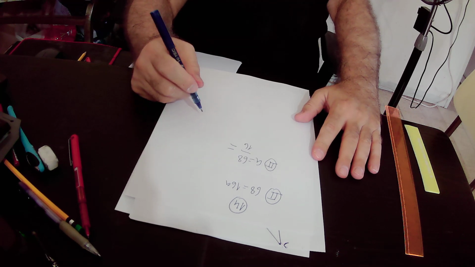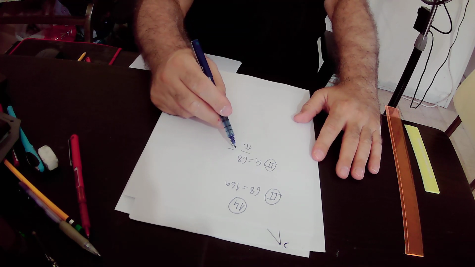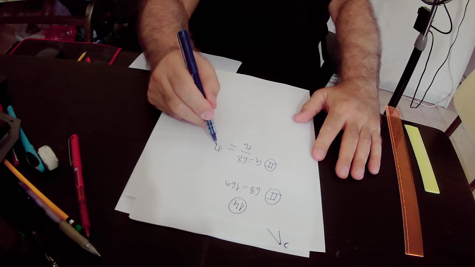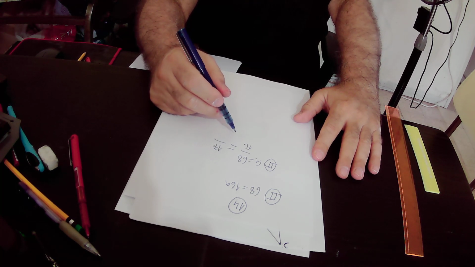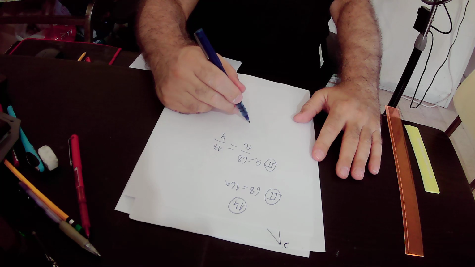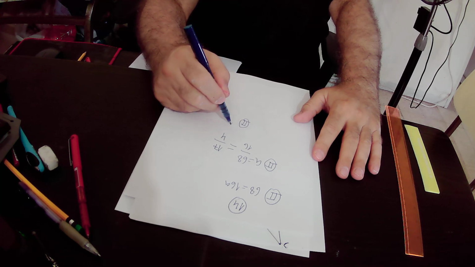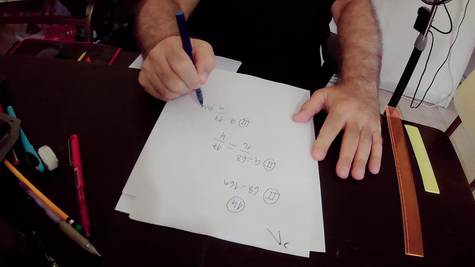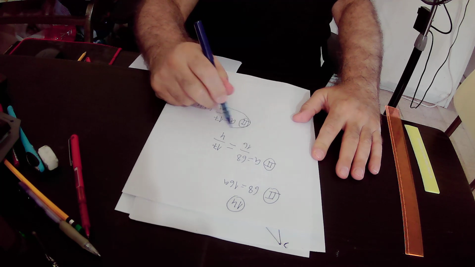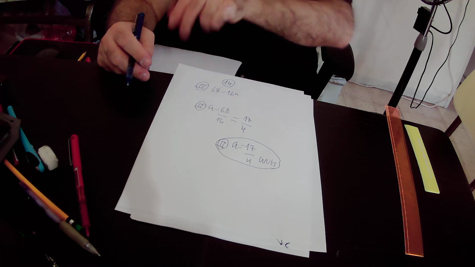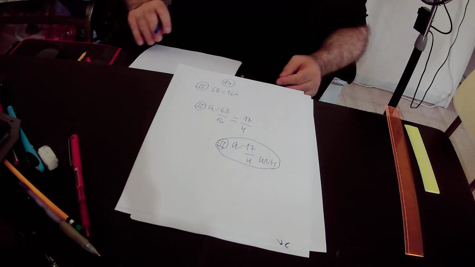We can divide the numerator and the denominator by 4, and we will get 68 divided by 4 is 17, and 16 divided by 4 equals 4. So we got that a equals 17 over 4 units. Okay, we found out the value of a. a equals 17 over 4 units.